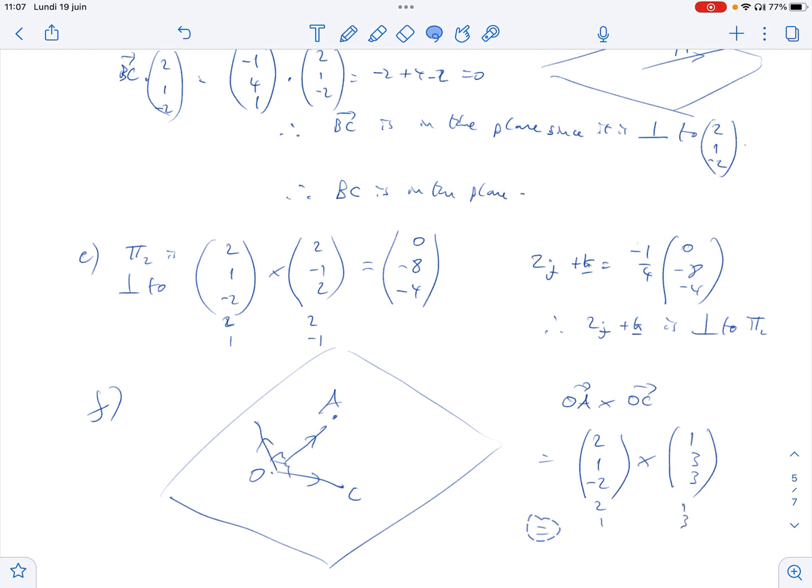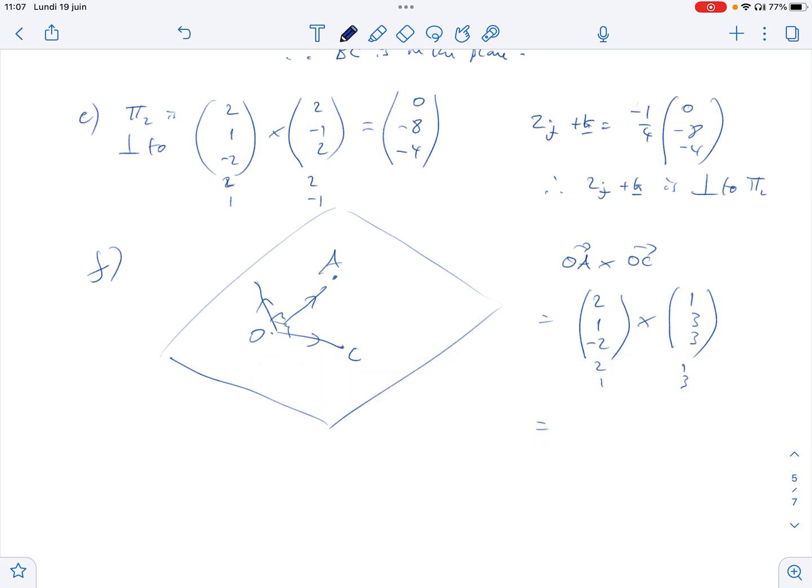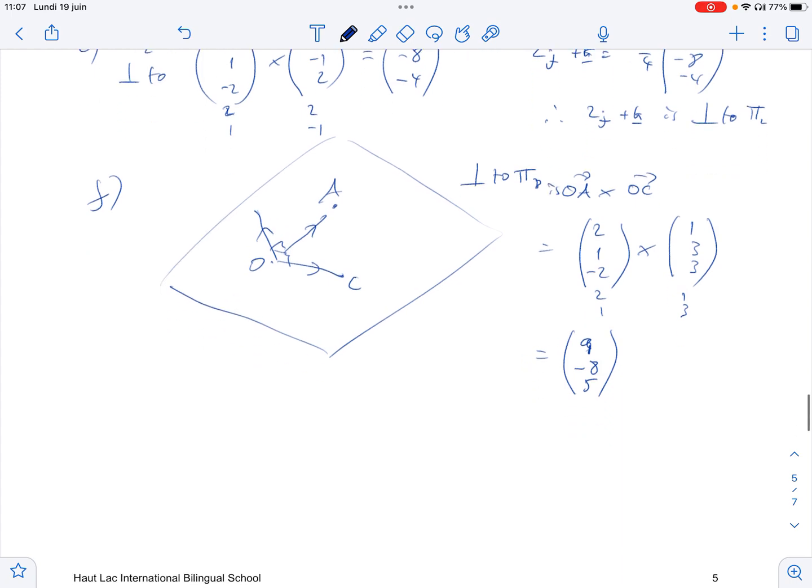Is going to give us 3, so we get 3 plus 6 is 9. And then we get negative 2 subtract 6 is negative 8. And 6 subtract 1 is 5. So 9, negative 8, 5 is perpendicular to plane 3. Plane 3 is this one, so 9, -8, 5.